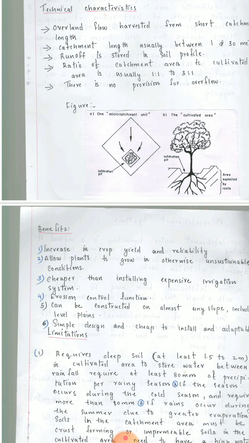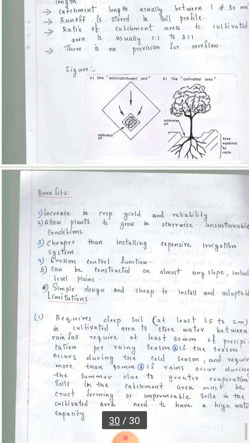So the diagram shows the micro catchment unit. A shows the micro catchment unit and B shows the cultivated areas. That is, through the micro catchment the infiltration will be done, and by that the water will be stored and it can penetrate into the ground surface by the roots.